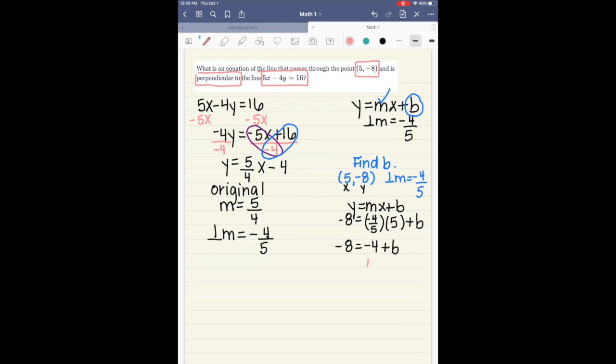And we're going to solve for b by adding 4. And b equals negative 4. So I now have my perpendicular slope, and I have my b value through that point. So my equation is going to be my perpendicular slope, y equals negative 4 over 5x minus 4.